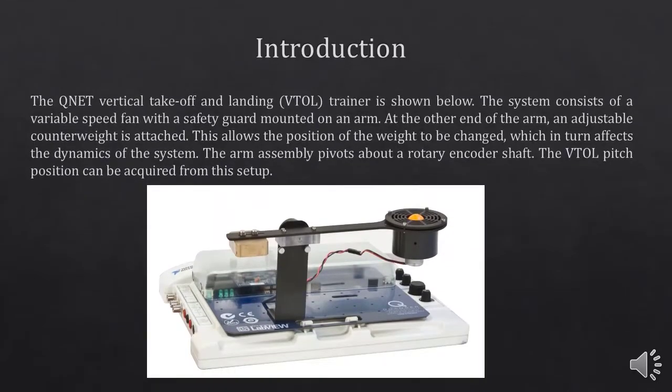The vertical takeoff landing system is shown below in the figure. The system consists of a variable speed fan with a safety guard mounted on it, as shown here. At the other end of the arm there is a counterweight attached. This allows the position of the weight to be changed, which in turn changes the dynamics of the system. You can adjust these screws to change the position of the weight. At the center of this system there is a rotary shaft encoder which measures the pitch position of the VTOL system.